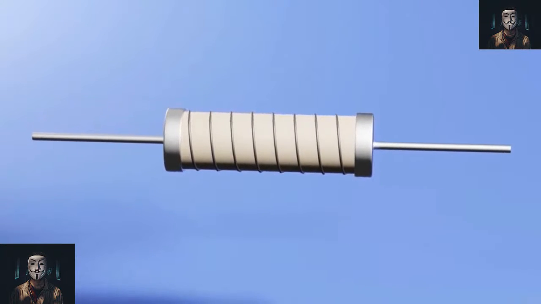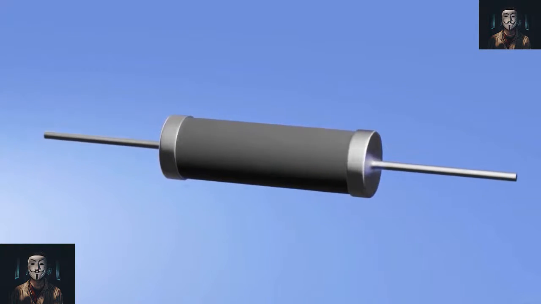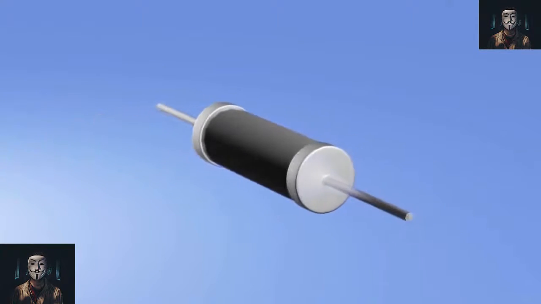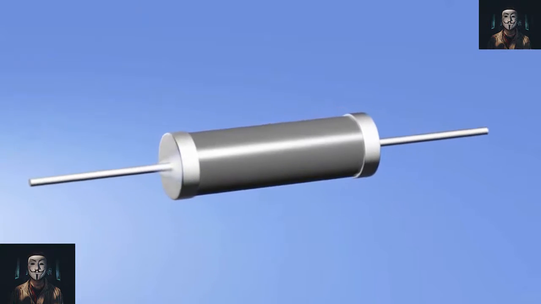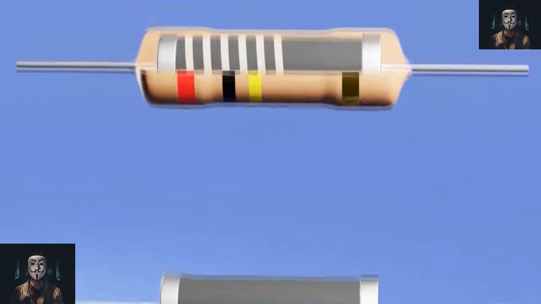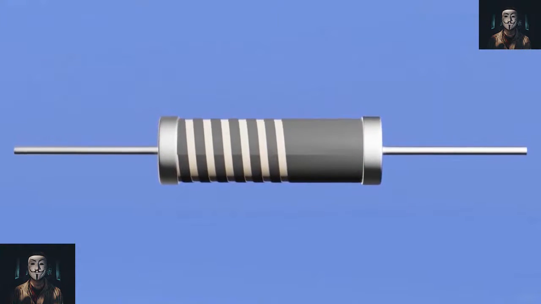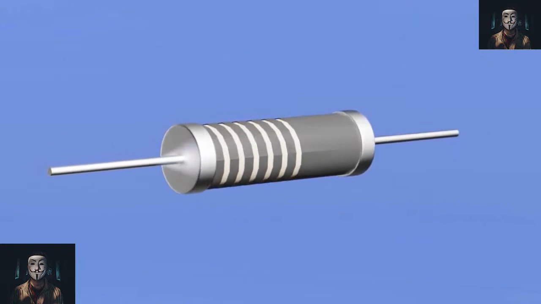Fixed resistors. Fixed resistors are usually made of carbon or oxidized metal. These resistors have a set resistance value and are used to limit the amount of current flow in a circuit. The resistance value can be determined by the color bands on the protective shell. Usually there are 4 or 5 color bands.